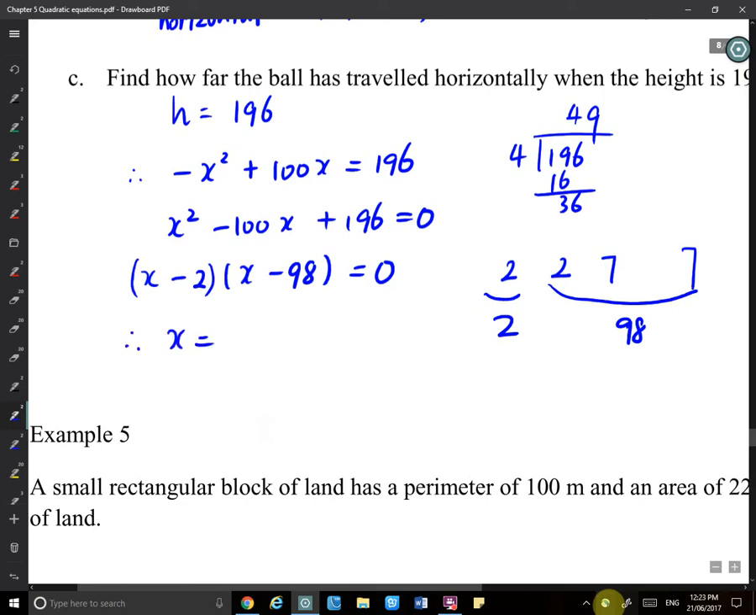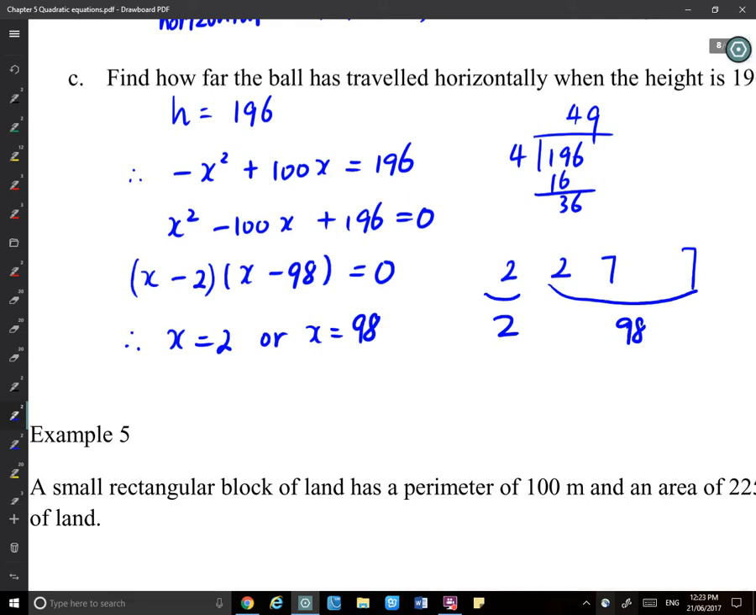So x equals 2 or x equals 98. So after traveling 2 meters or 98 meters horizontally, the ball will have a height of 196 meters.